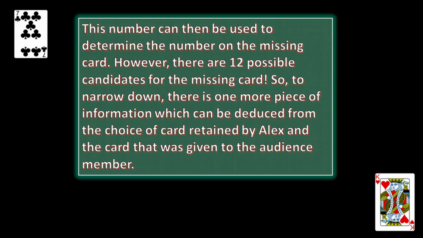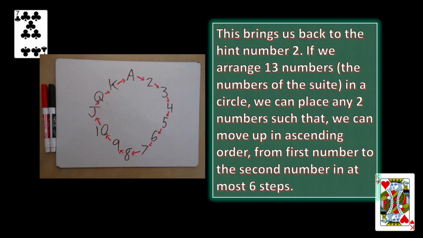This number can then be used to determine the number on the missing card. However, there are 12 possible candidates for the missing card. So, to narrow down, there is one more piece of information which can be deduced from the choice of card retained by Alex and the card that was given to the audience member. This brings us back to hint number 2.